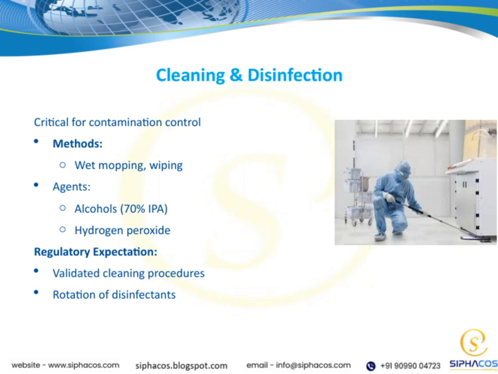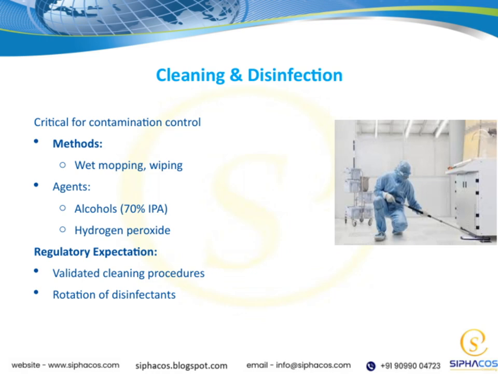Hydrogen peroxide is another powerful disinfectant that's often employed, especially because it breaks down into harmless byproducts, making it environmentally friendly. Now, from a regulatory standpoint, it's important that our cleaning procedures are validated, meaning we have proven that these procedures consistently achieve the desired level of cleanliness. Additionally, rotating disinfectants is a key strategy to prevent microorganisms from developing resistance. This rotation ensures we're not relying on just one disinfectant over time, maintaining the effectiveness of our cleaning protocols.